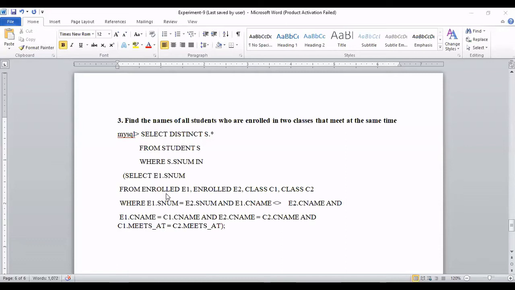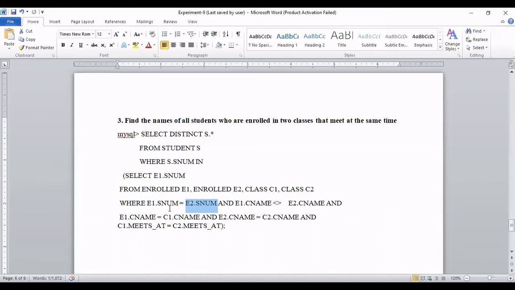Remember, whenever you apply a self join operation, don't apply EQ join, always apply non-EQ join. The first enrollment and second enrollment will not be the same, so this is a non-EQ join operation. Now the second condition is what? The same S number. Here we are fetching the details of the student from enrolled E1, enrolled E2, class C1, class C2. The condition is E1.S number must be E2.S number. So the S number must be the same, the student must be the same.